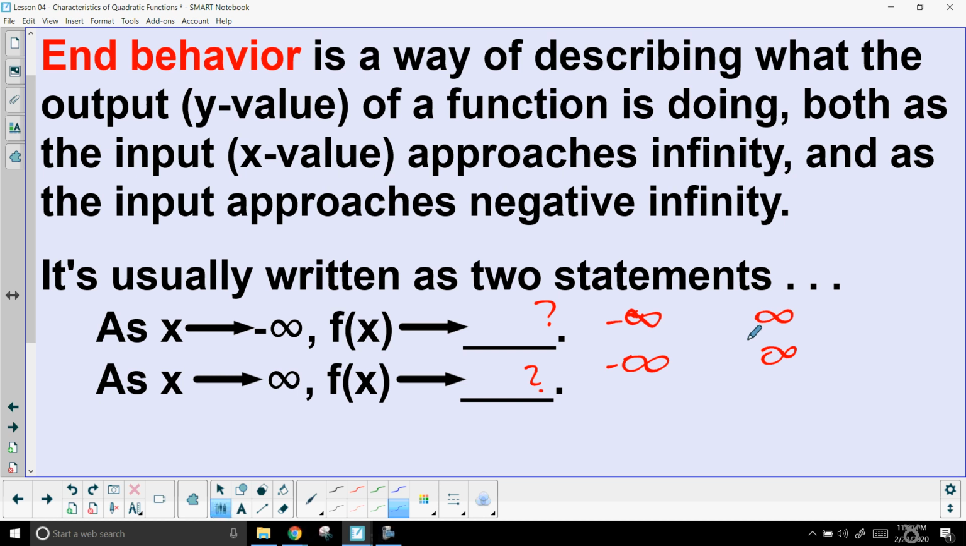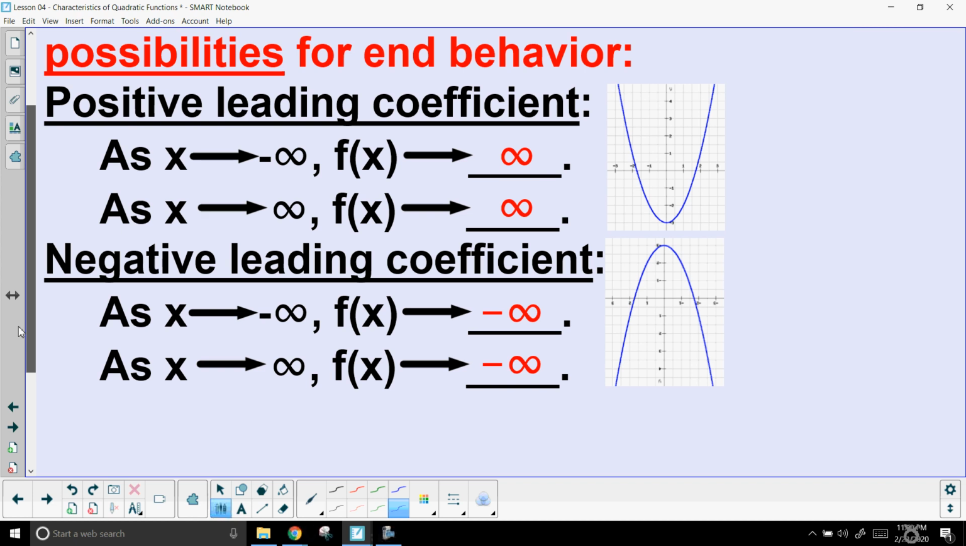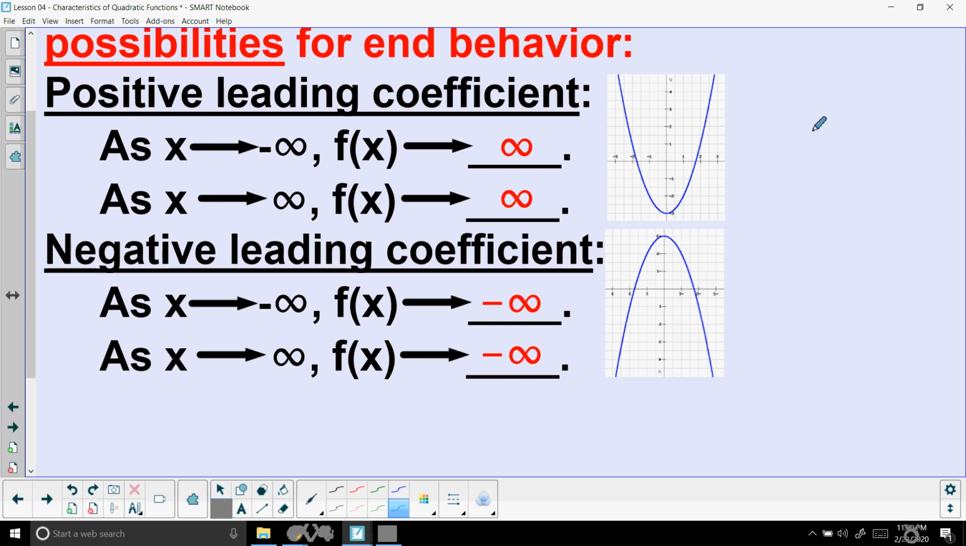Here's the slide I was waiting for. Only two possibilities. If you want, go ahead and freeze the screen so you can copy the positive leading coefficient and what it looks like. Negative leading coefficient, again, when it opens down. You can just freehand this and pause the video. All right, let's keep going.